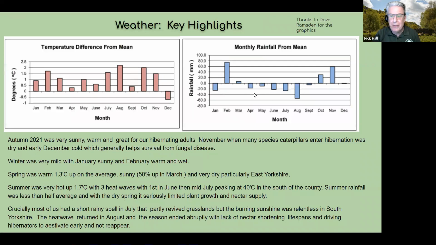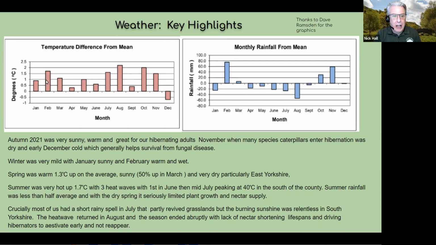But let's get on now to the weather. Thanks to Dave Ramsden for these graphics. And let's just add a bit of meat to the story here, because weather with butterflies is almost everything, really. They can only raise the temperature a little bit. They are dependent on the weather to warm themselves up to be able to fly. So to be able to reproduce, to be able to fly, you've got to have warm weather. Hence the Pollard rules, you shouldn't walk without sun and a temperature of at least 14. Those are the minimum requirements for flight.